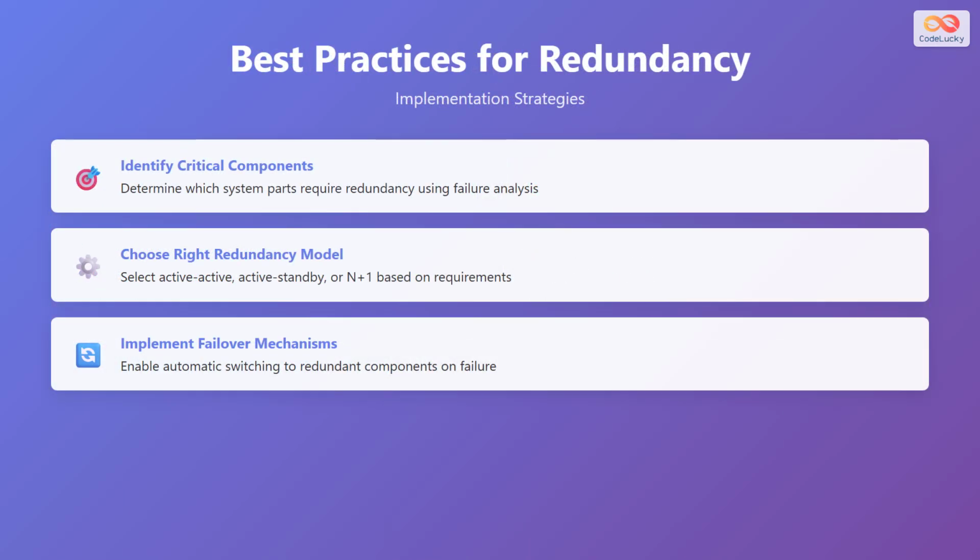Implementing redundancy effectively requires following best practices. First, identify critical components using failure analysis to determine which parts are most important to your business. Second, choose the right redundancy model, whether that's active-active, active standby, or N+1, based on your specific requirements and budget. Third, implement failover mechanisms that automatically switch to redundant components when a failure is detected. These practices ensure your redundancy investment delivers real protection.